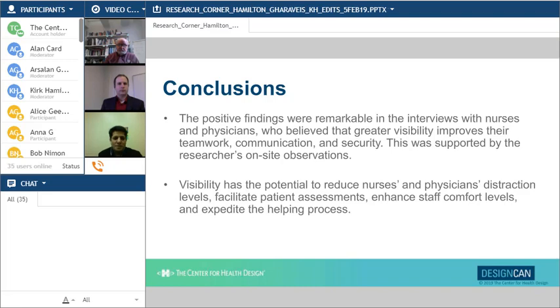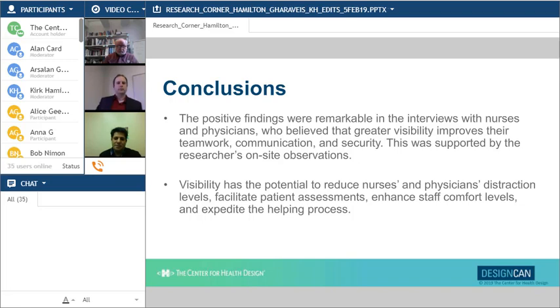So, regarding the conclusions here, I just want to talk about how the ideas supported each other, both in interviews and observations. We found that there's a remarkable value in the interviews: nurses and physicians think that greater visibility would improve their teamwork and communication. And this was also supported by on-site observations, where they could see that value.